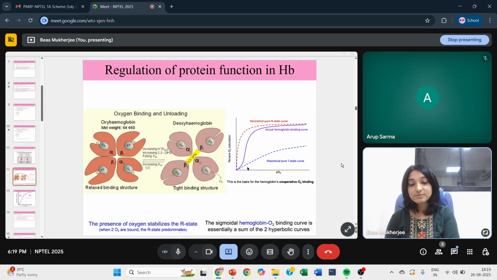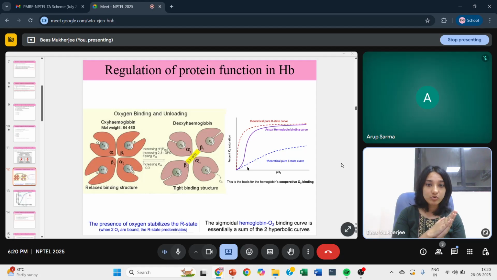You have come across this molecule when you learned about glycolysis. So this is also there in glycolysis, right? So now, with falling partial pressure of oxygen, what happens? This changes hemoglobin from oxyhemoglobin to deoxyhemoglobin, and it goes from the relaxed binding state to the tight binding state. And again, when the partial pressure of oxygen increases, it goes from the tight binding state back to the relaxed binding state.